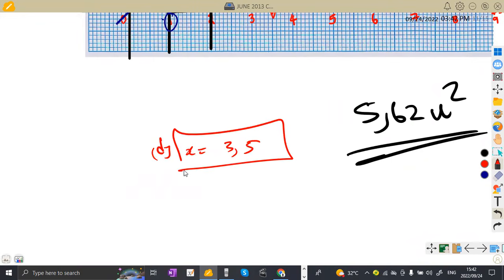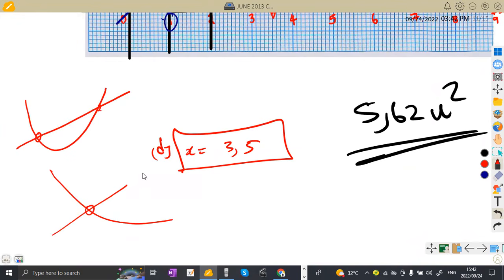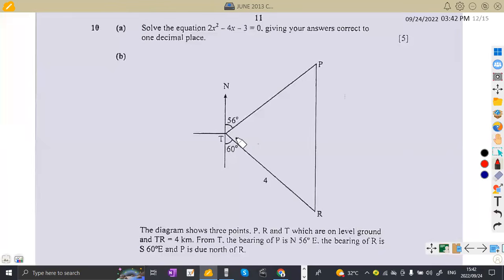You are writing the solution, the value of x. So if it was a quadratic graph, sometimes they can meet at 2 points like this, which means we are going to have 2 values of x. But here they're just meeting at 1 point. So that is why we just have 1 value of x. Okay, so that was the idea of the question. I hope it was clear.